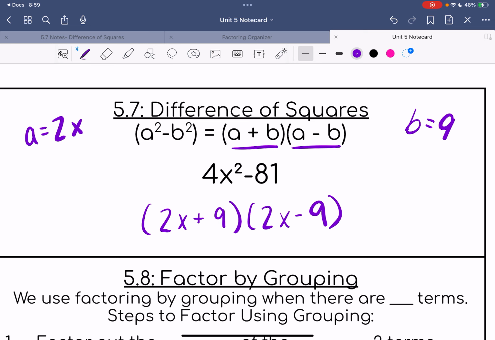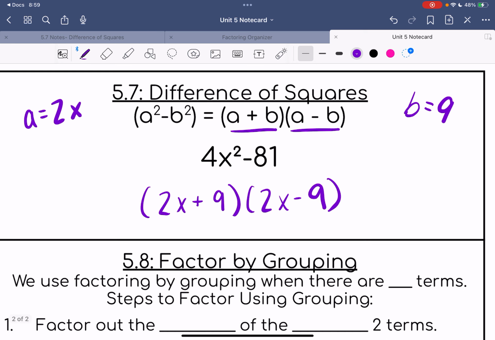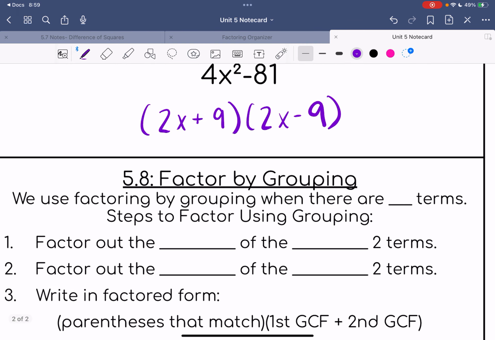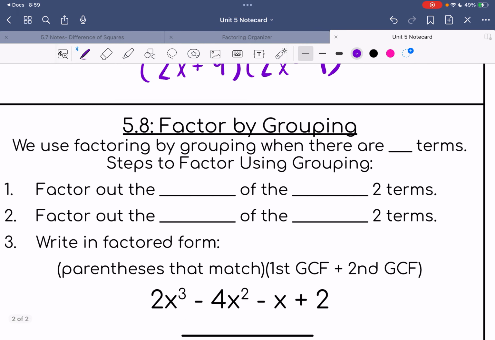Okay. Our next section was 5.8, which was factoring by grouping. We use factoring by grouping when there are 4 terms. We start by factoring the GCF out of the first 2 terms. Then we factor the GCF out of the last 2 terms. And in factored form, we're going to have 2 sets of parentheses that match each other exactly. And then our first GCF plus our second GCF will be our second set of parentheses.